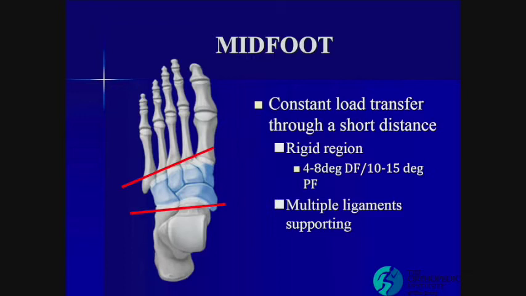For the midfoot to be stable, it needs to do 2 things. Number one, it needs to be rigid. You can't have a loose midfoot, otherwise you're going to have issues with arthritis. The average range of motion, dorsiflexion, which is going up, is about 4 to 8 degrees. Plantar flexion, about 10 to 15. You also need multiple ligaments supporting this, which is what you need for the stability of the midfoot to accept that load from one side to the other.